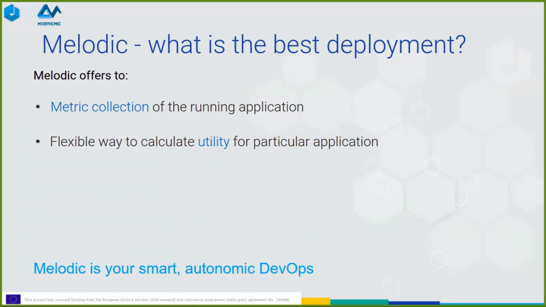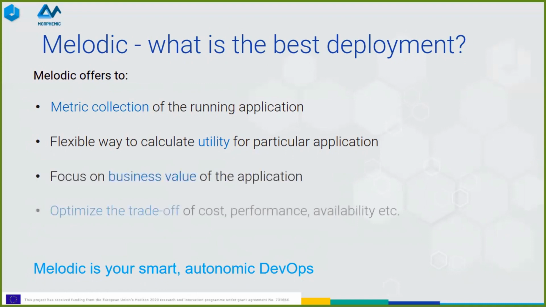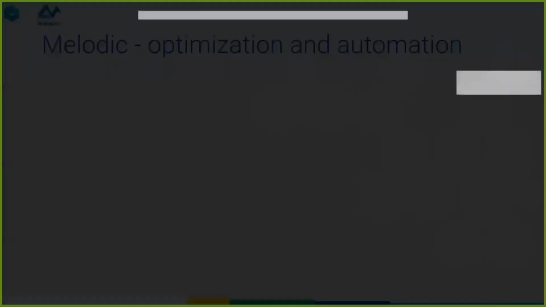Usually we are thinking about cost savings, cost minimization, but the best cost saving is to not deploy the application at all, and the cost is zero, which is not the case. So usually it is a trade-off between cost, performance, availability, and other factors. Melodic is focusing on the business value of the application, so we can measure custom metrics like average response time to the user and time for finishing a job. So you can consider Melodic like your smart automatic DevOps, which is able to select the best deployment.